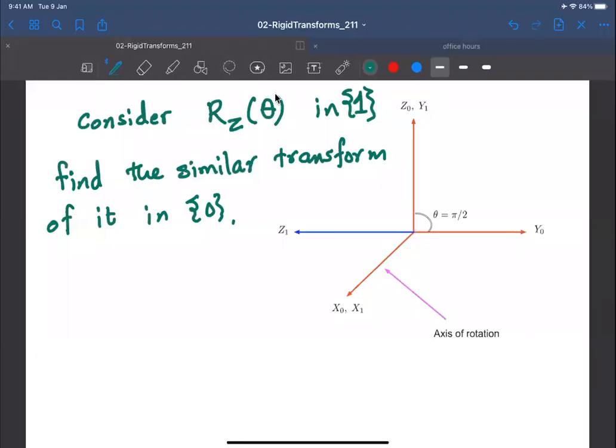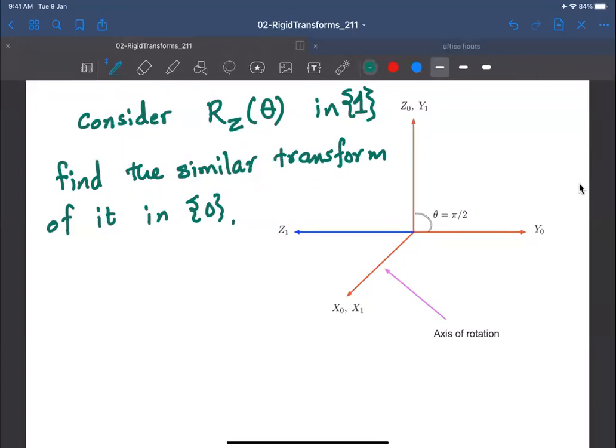So here is an example of the similarity transform. We have two frames here, just the example that we did earlier, okay? However, now let's consider RZ, the basic rotation matrix, RZ of theta in frame one, okay? And we would like to find the similar transform of it in frame zero.